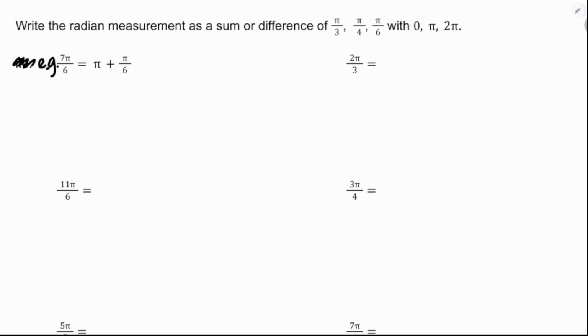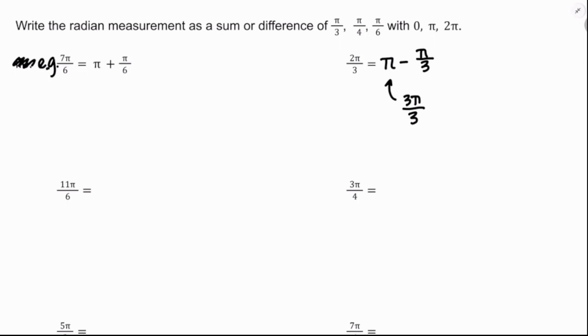So 2 pi over 3. So that's 2/3 of pi. That's not quite pi. So that's going to be pi minus something. Pi minus 1/3 of pi. Because pi right there, that's 3 pi over 3. If I had 3 and I lost 1, that would be 2 pi over 3.